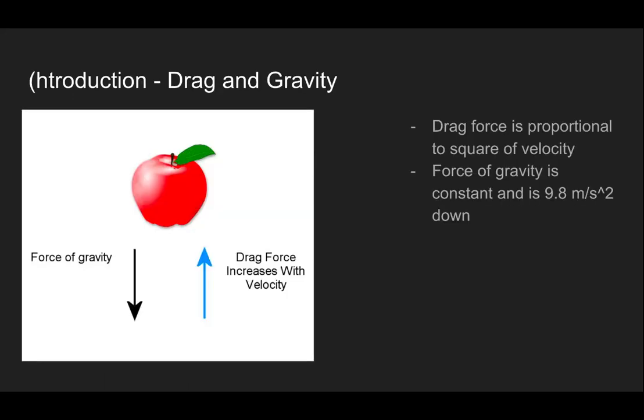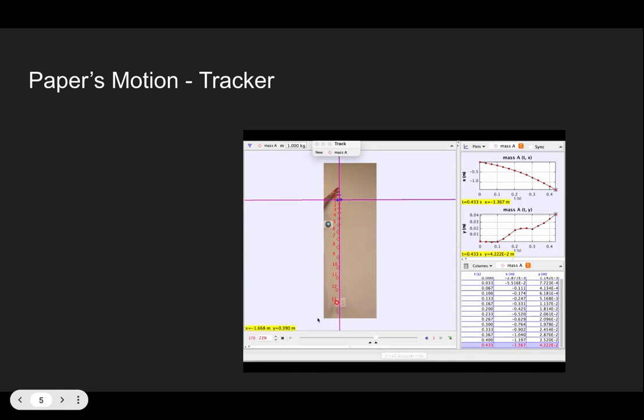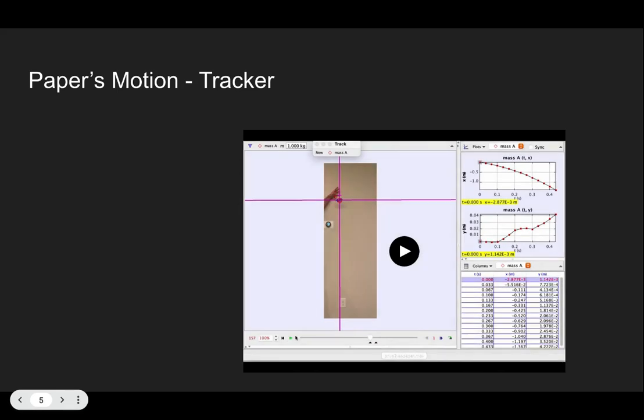Here is a diagram showing the forces again. Drag pulls up and gravity pushes down. I analyzed the paper ball in Tracker, taking point mass points along the coordinate axis that the paper falls on over time. This created a position versus time graph on the right on the top, as well as a chart of values we can use to compare to our computational models in the future.